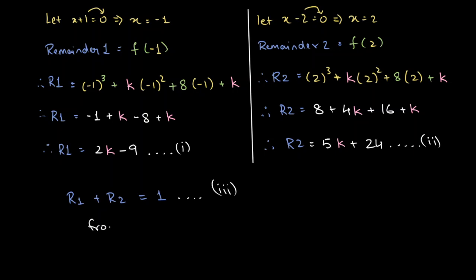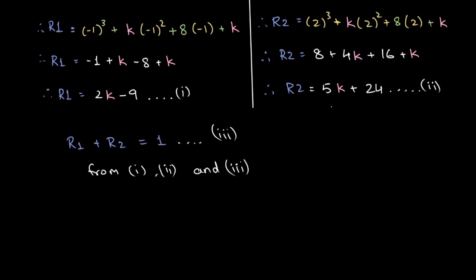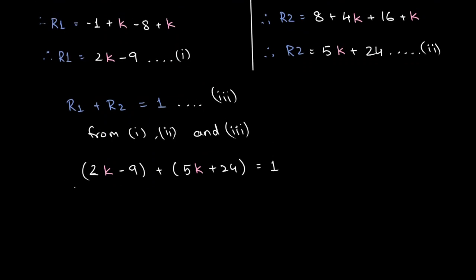Okay, so now from equations number 1, 2, and 3, right? The sum of the two remainders is equal to 1. So from all these three equations, I can say that 2 times k minus 9, the first remainder, plus 5 times k plus 24, my second remainder, is equal to 1. Now if I solve this equation, one equation and one variable k, I should get the value of k. So let's do just that.